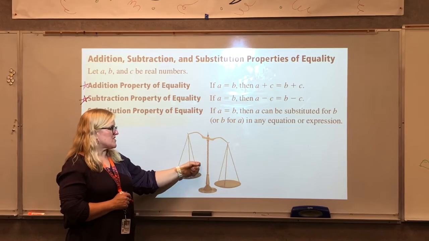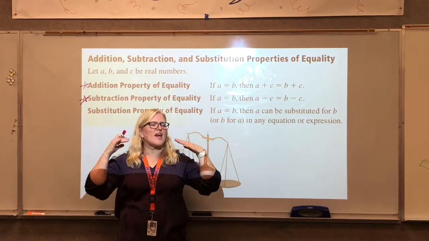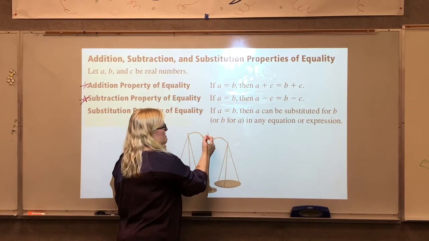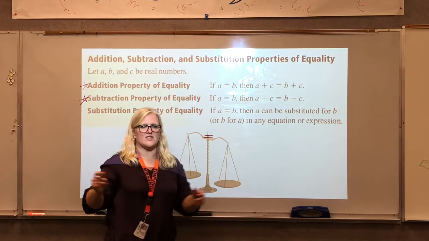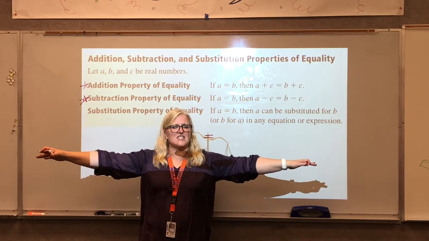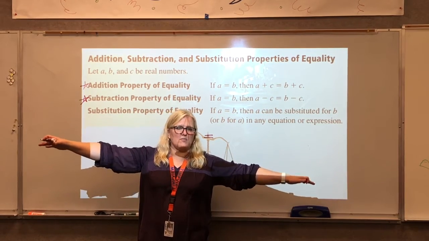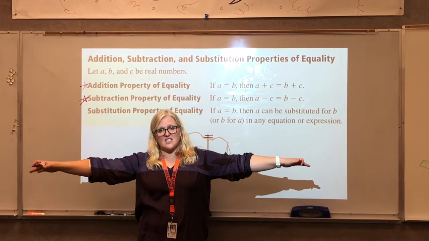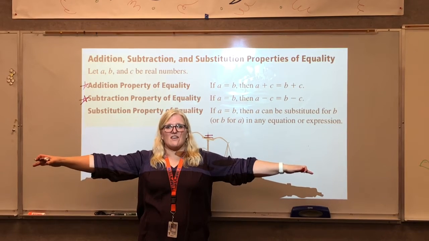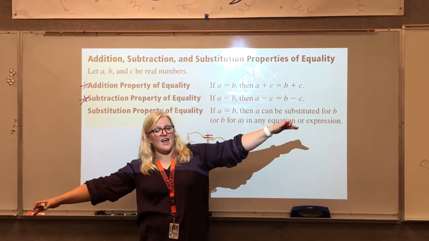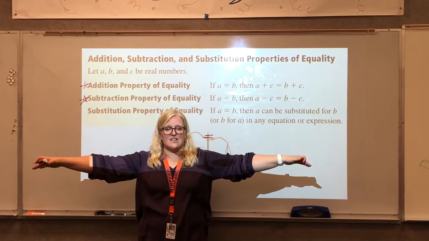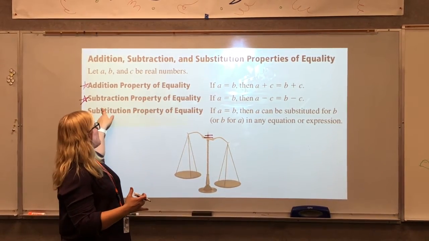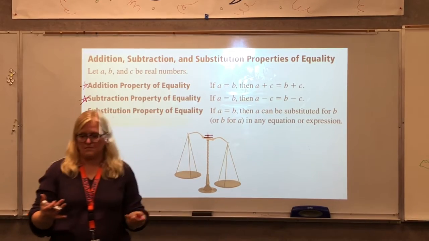Now I've got a picture of a scale right here, and this is what I always think of. I think of this equal sign as being the middle of the scale. So my scale's like this, it has to stay balanced. So if I add something to this side, then I have to add the same thing to this side for it to balance. And just like if I subtract something from this side, I have to subtract it from this side to keep it balanced.